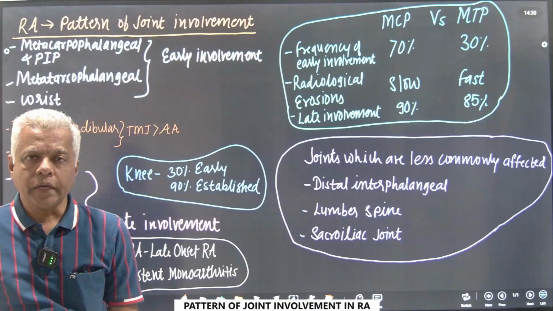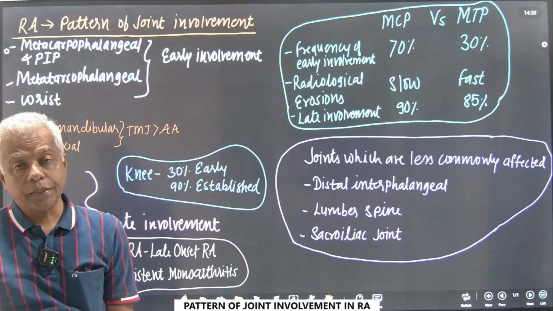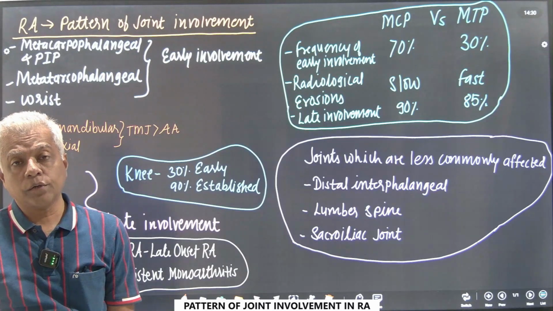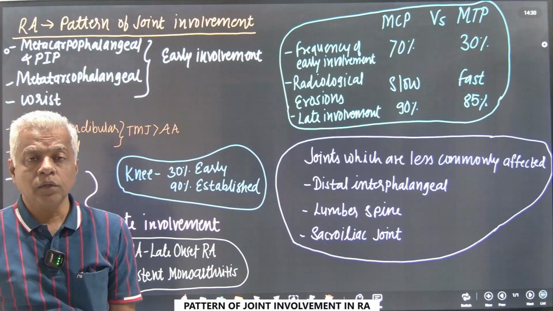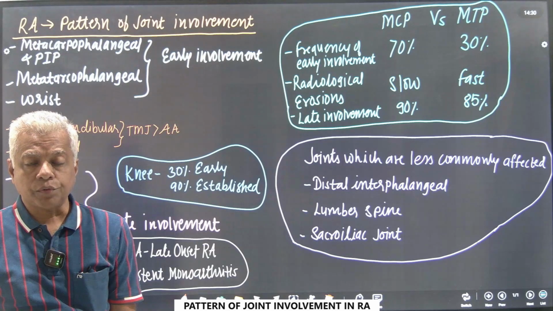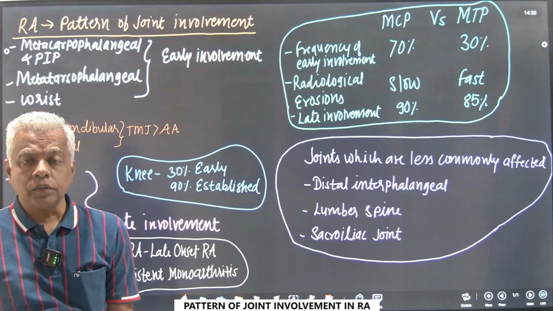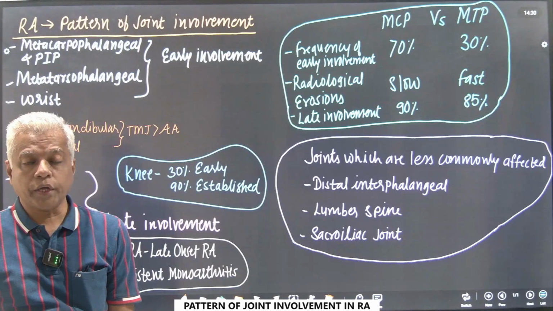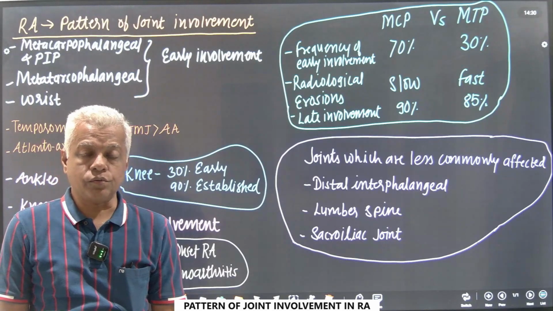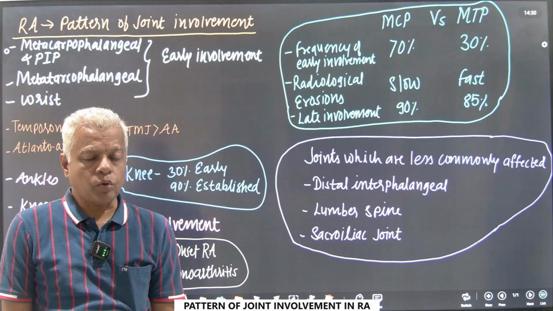Already we know that the metacarpophalangeal joints, proximal interphalangeal joints and the metatarsophalangeal joints are involved in the early stage of rheumatoid arthritis, or the acute stage of rheumatoid arthritis, more likely to be involved.